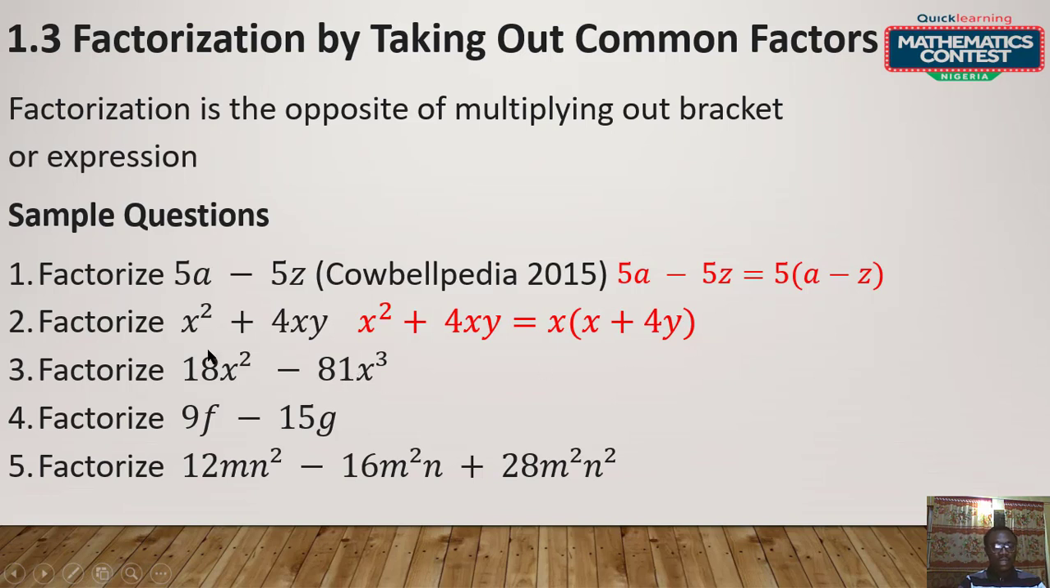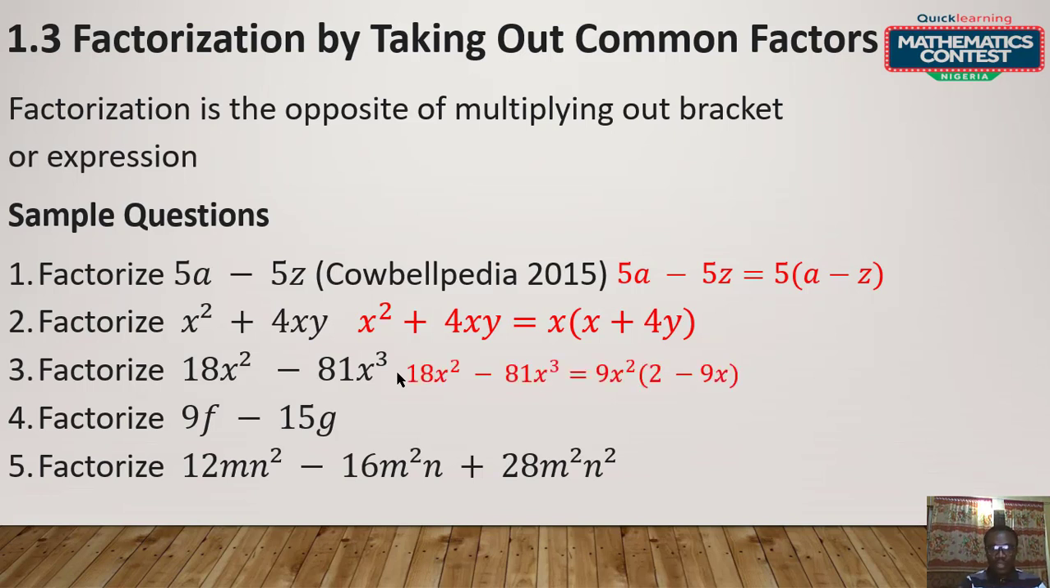The same thing applies to this. I'll look for the HCF of these 2 terms. This is 18x squared and 81x cubed. Obviously, the highest common factor of 18 and 81 is 9. But I'll look for the x. This is x squared, and this is x cubed. So the highest common factor of x squared and x cubed is x squared. So I'll be able to pull out 9x squared.